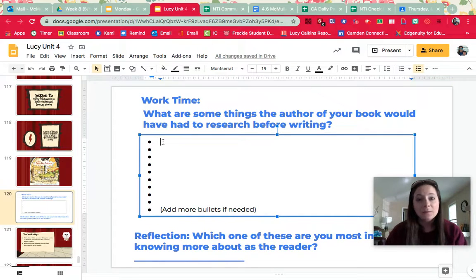So I've given you guys a few ideas. So I want you just to jot down some things that you think that your author would have had to go and research before they wrote their novel and before they created this fantasy world for us.